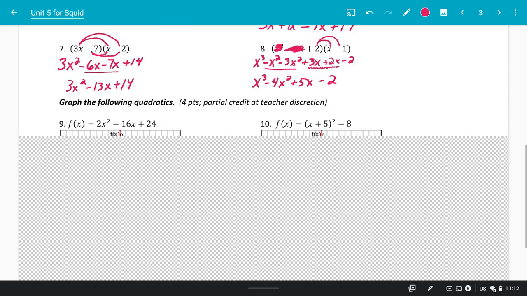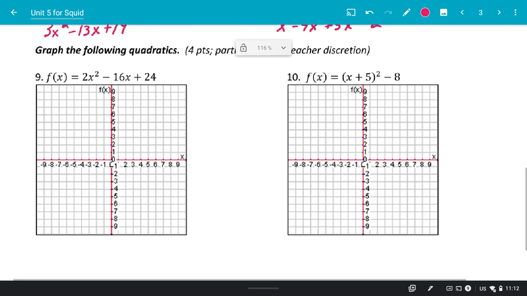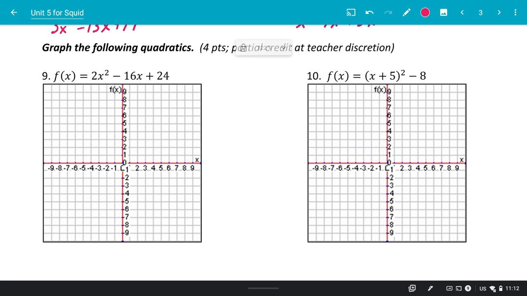All right. Let's look at number 9 and 10. 9 and 10 is where we start graphing. Number 9 is in standard form. When it's in standard form, there's really only one way. Well, there's two things you can do. Either you use the tool that we've designed, which is x equals negative b over 2a, or you have to complete the square. You could do it either way, but I'm just going to do this one by using the x value.